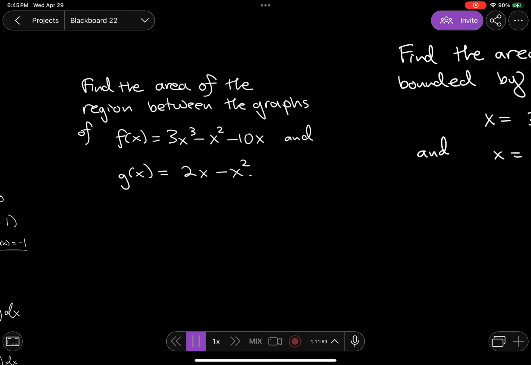I need to find the area of the region between the graphs of f of x, which is equal to 3x cubed minus x squared minus 10x, and g of x, which is equal to 2x minus x squared. So first things first, let me use a different color. Set them equal to each other so that we find our bounds of integration.